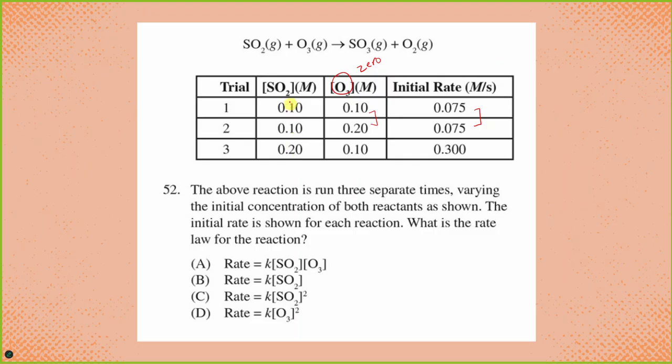And then here it's doubling from 1 to 3 for SO2. And then it goes from 0.075 to 0.3. So that one is 4 times. So SO2 is going to be second order. And so our answer then would be C, because you don't put in 0 order into the rate law.